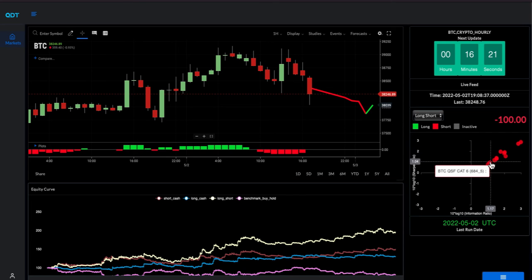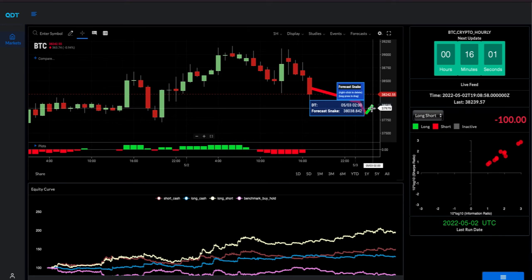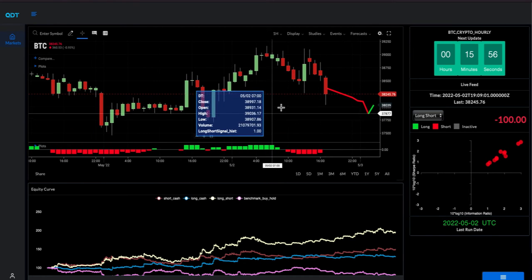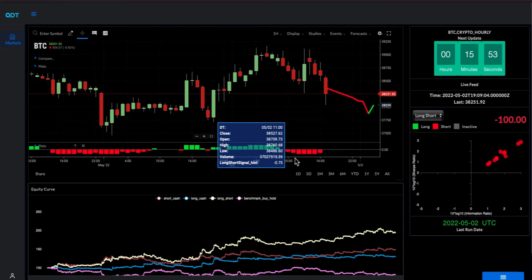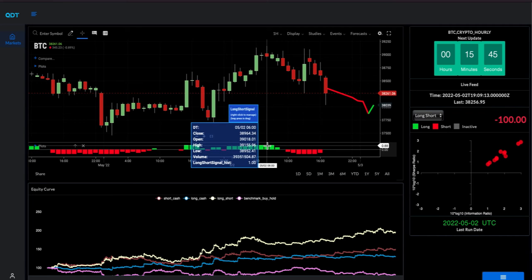These dots represent the information ratio and the Sharpe ratio of the models. In other words, how predictive they are. The further the dots are in the top right-hand corner, the more predictive the models are. Of course, you have the prediction for the next 9 hours. Bitcoin is predicted to fall. You have historical predictions. So what did the machine learning tell you to do? Last bar, the bar before, the bar before, the bar before. Red means short, green means long.